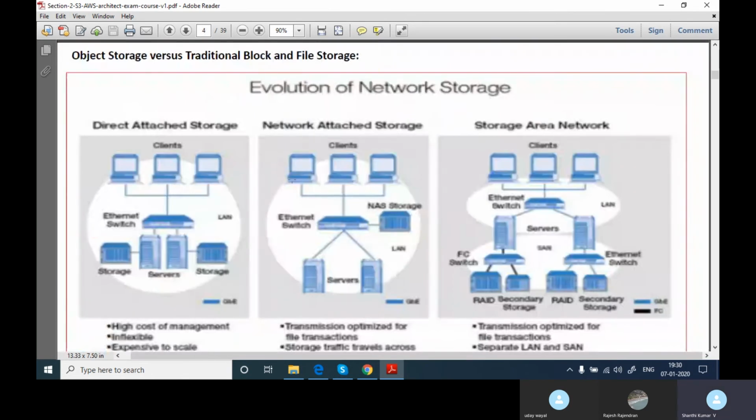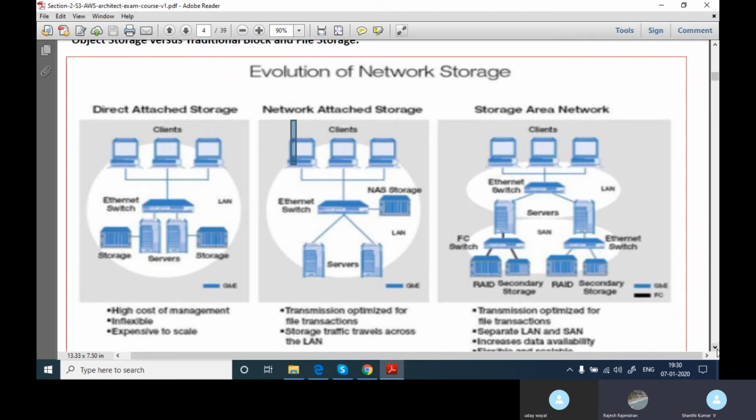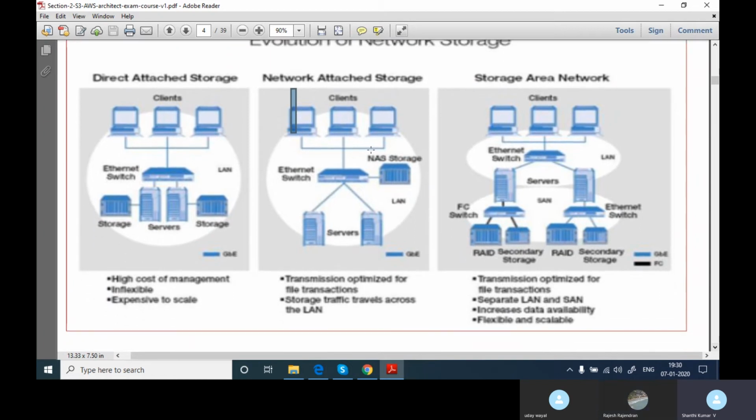Now, how was the evolution done? Network evolution. It used to be DAS storage, direct attached storage. There used to be clients, Ethernet, LANs, storage areas, and devices. Then there used to be servers also, and storage devices. These storage devices are connected through the servers.